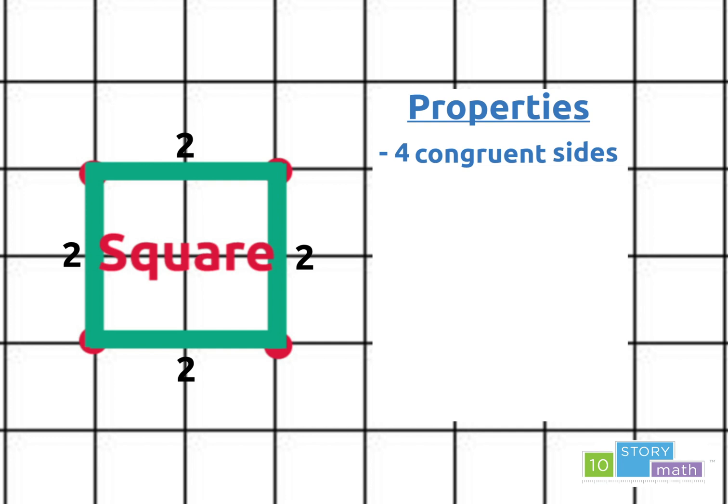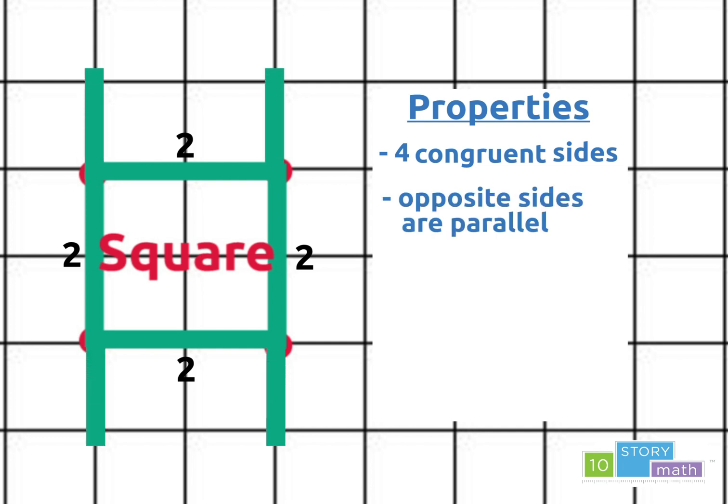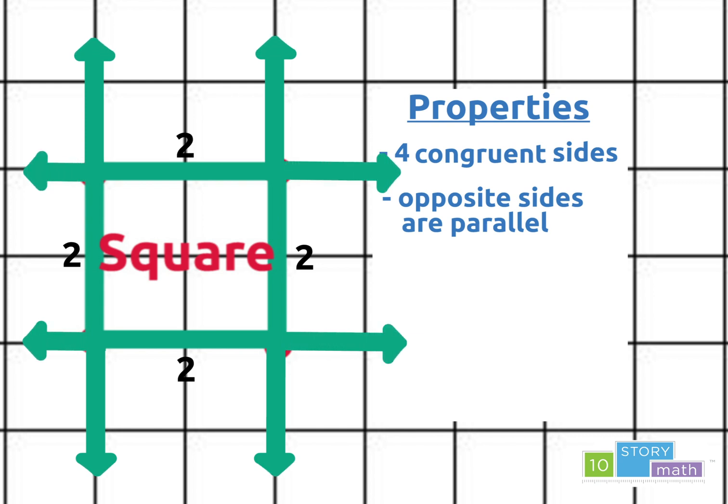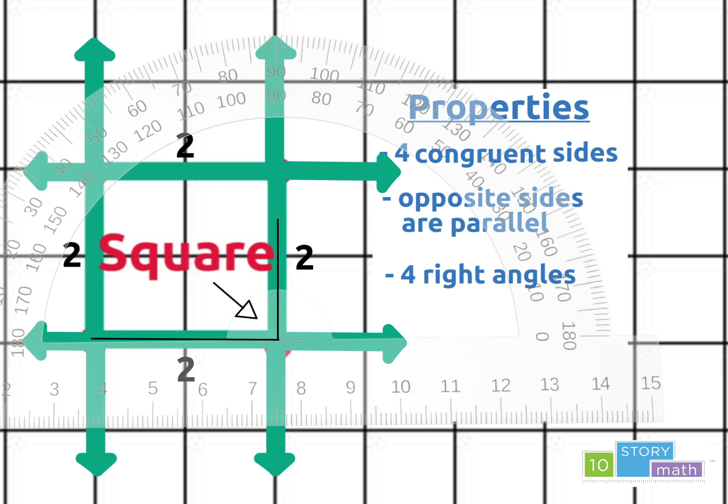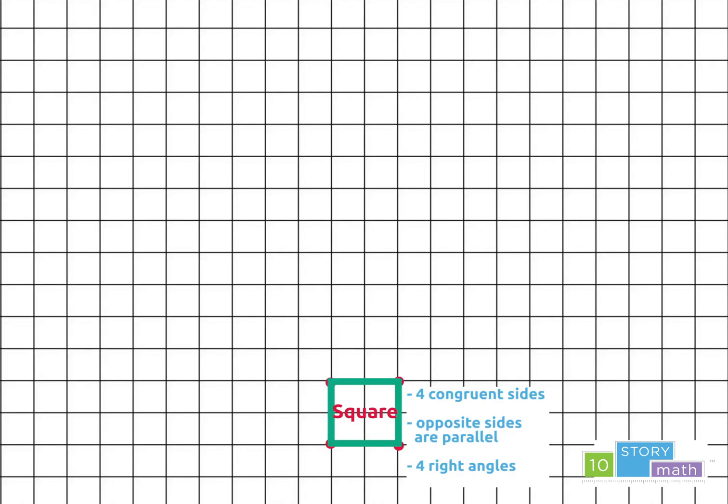The opposite sides of a square are also parallel. That means they can continue forever and they'll stay the same distance apart. In this case, 2 units. The final property about a square that I want to point out is that each of the 4 angles that were formed when we connected the points with lines are exactly 90 degrees. That means they are considered to be right angles. I can prove that using a protractor. Yep, 90 degrees. Let's head back to the grid.